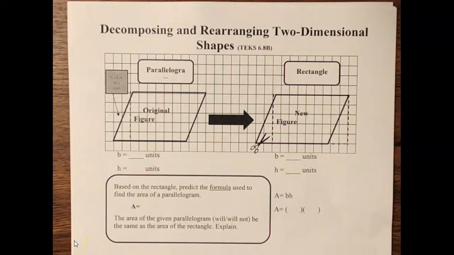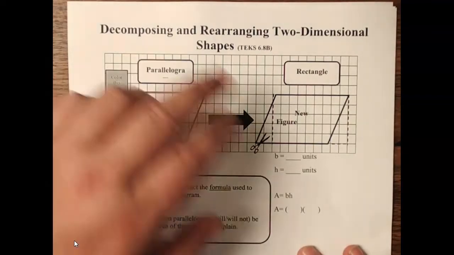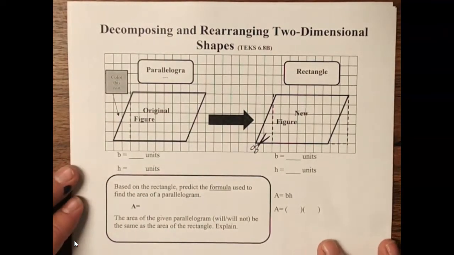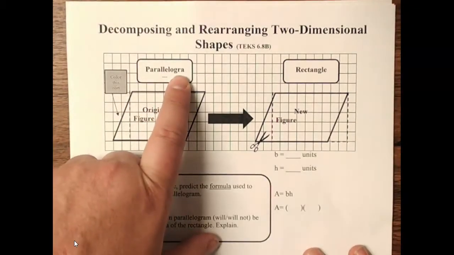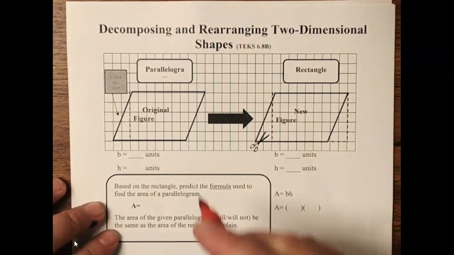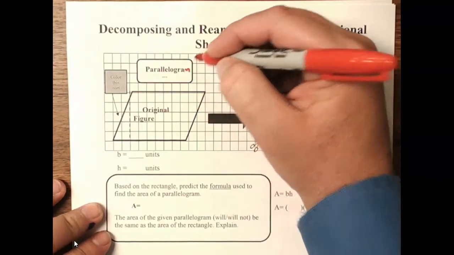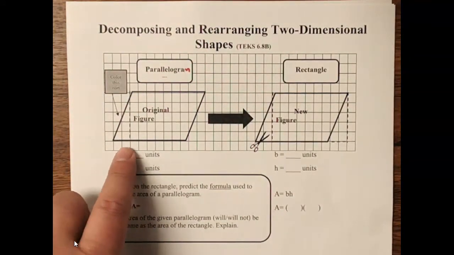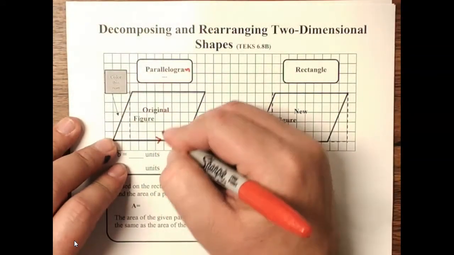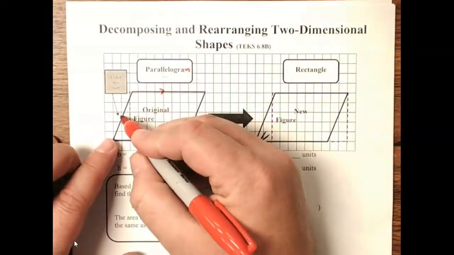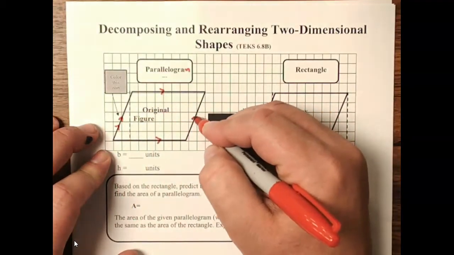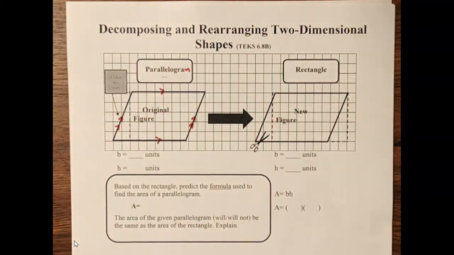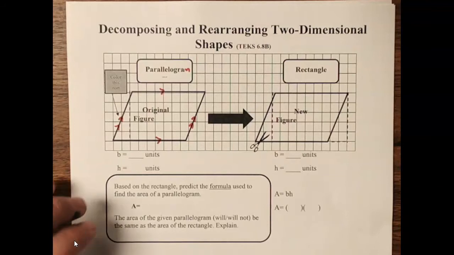Alright, so we looked at the area notes earlier. Now we're going to talk about decomposing and rearranging two-dimensional shapes. This is a parallelogram, they forgot the M, so if you want to add the M on there. It has two sets of parallel sides. This side is parallel to this side, and this side is parallel to this side right here. And that's how they'll mark parallel sides, so you know which ones are parallel.